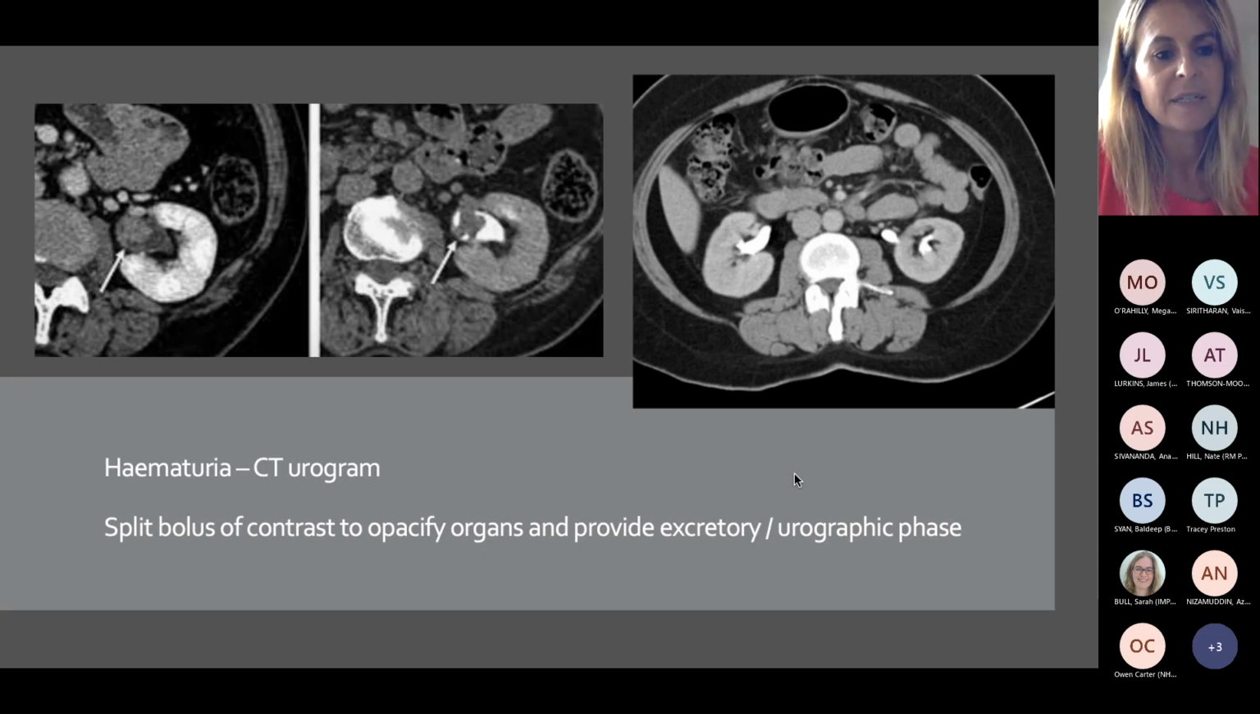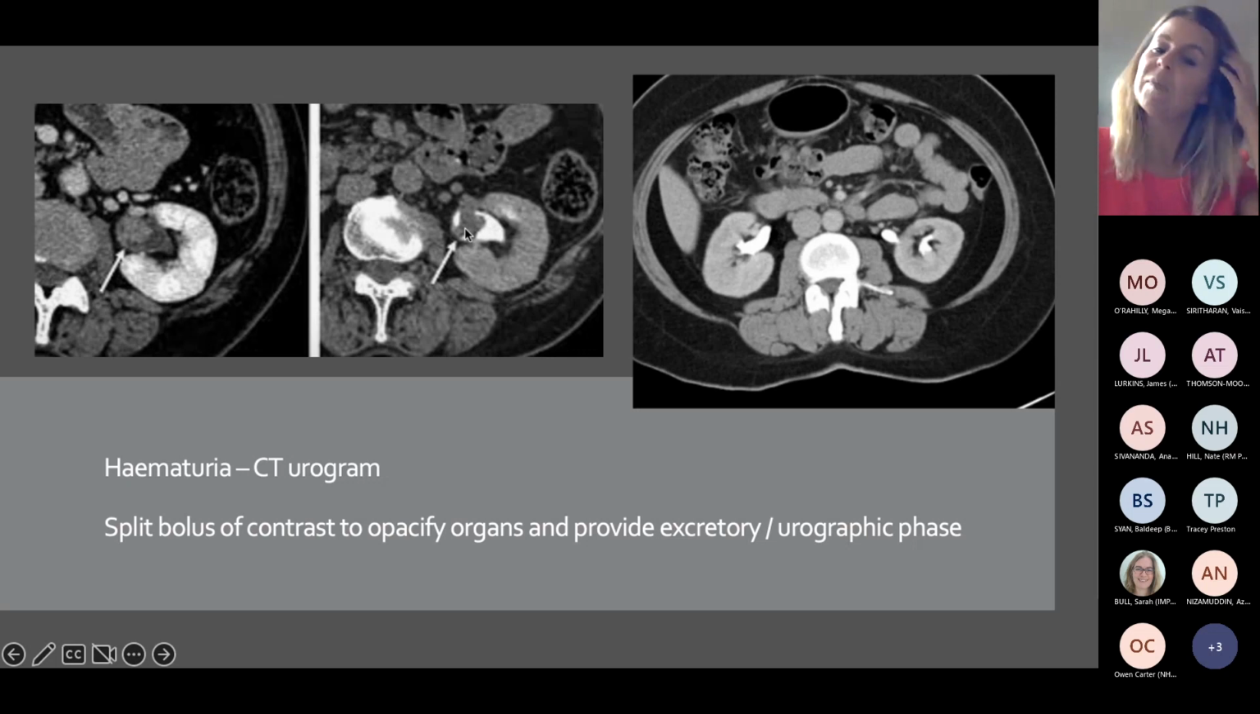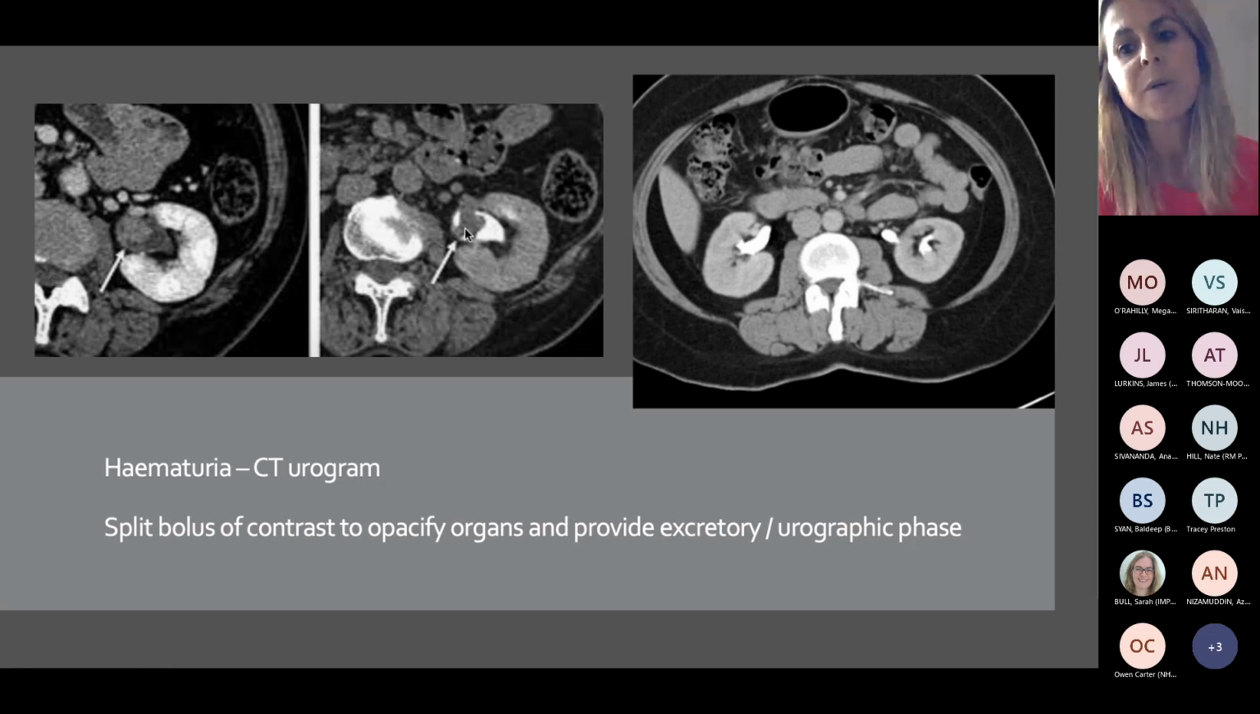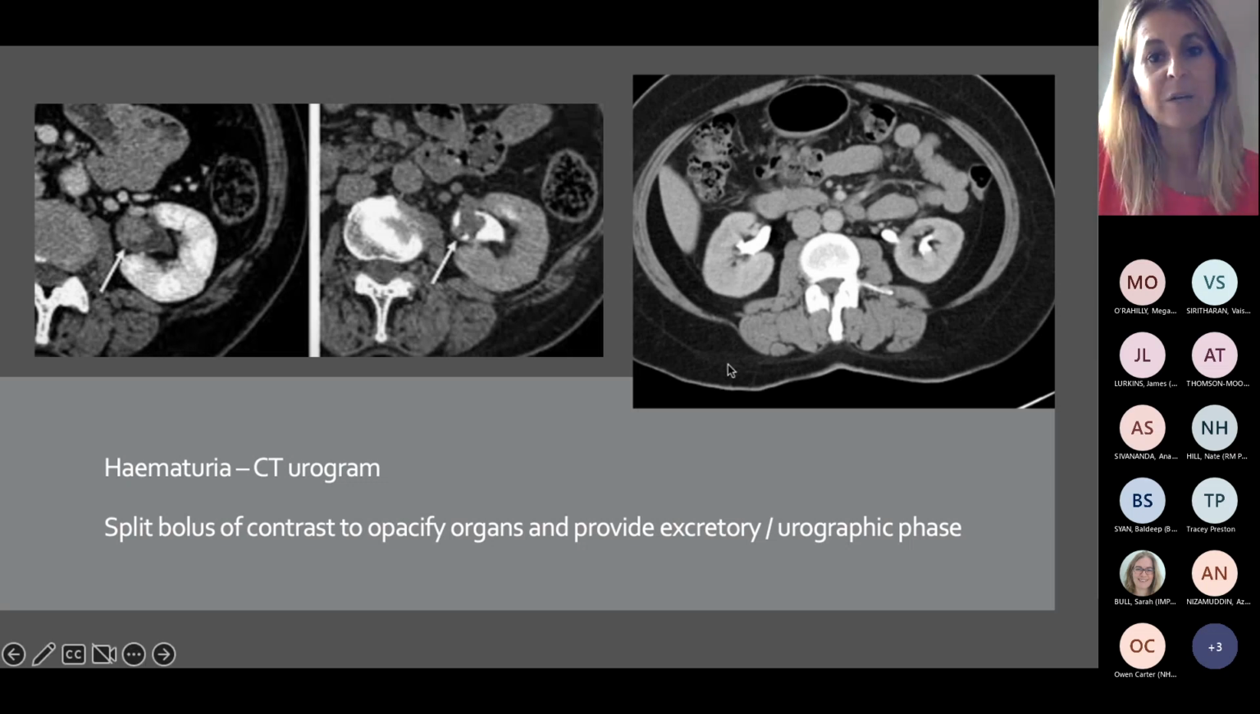So on the left-hand side, you've got an example here of the portal venous phase of the kidney, and you can still make out the soft tissue mass within the renal pelvis. But on this other one, this is the excretory phase where the collecting system is filled with contrast, and you can see the filling defect of the tumour much more clearly. So if you have a patient with mixed things, one of which is hematuria, you may want to also think about including this on your request form.